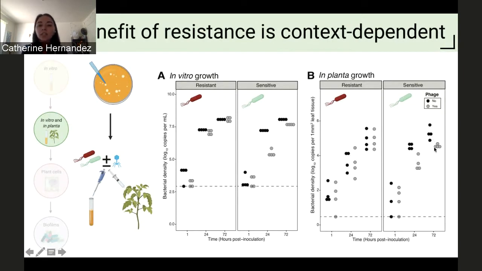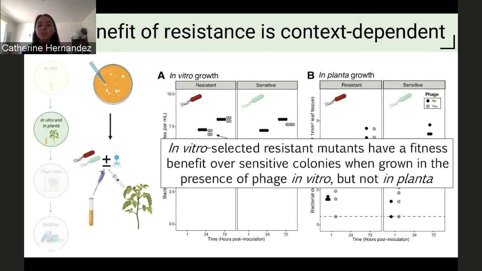But the interesting comparison here is if you were trying to imagine a sort of growth rate for these resistant and sensitive colonies, the resistant ones grow much faster in vitro than the sensitive ones in the presence of phage. But if you make that same comparison in planta, they're growing pretty similarly. And so that suggested to us that these in vitro selected resistant mutants have a fitness benefit over sensitive colonies when they're growing in the presence of phage in vitro, but not in planta.